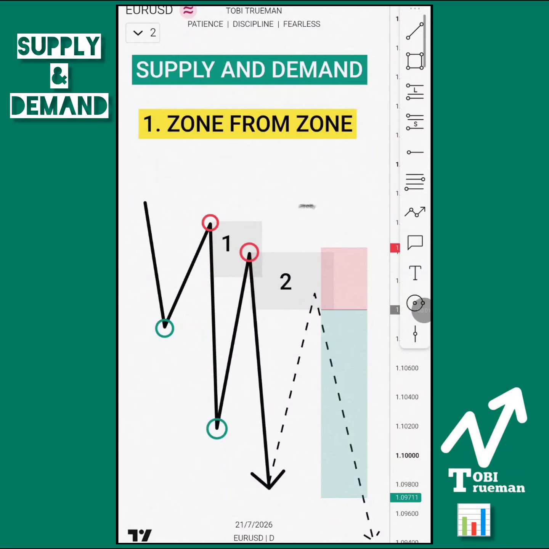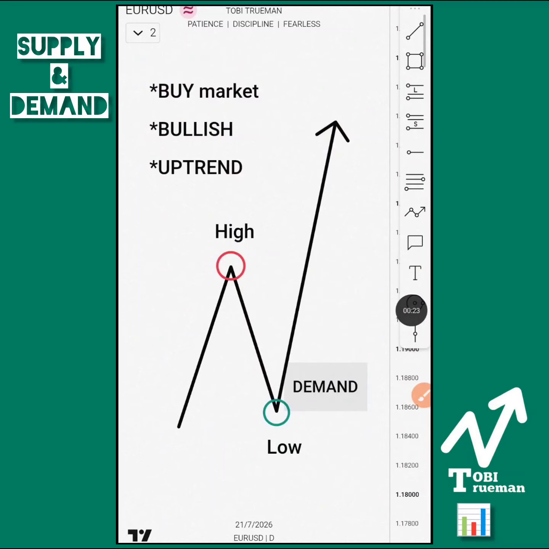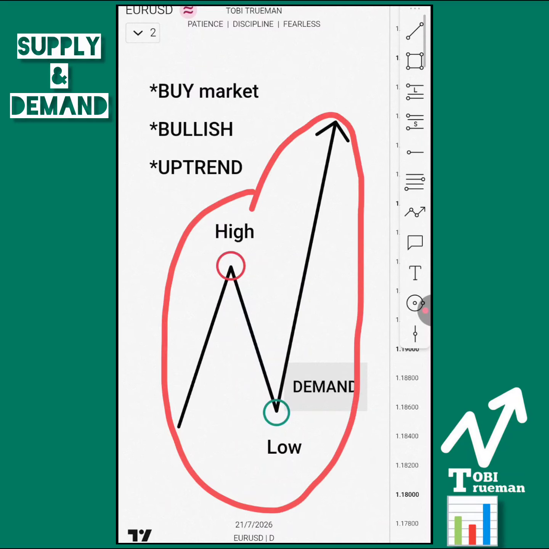Hello, you are welcome to today's class. We want to look at in-depth supply and demand. Okay, now on our supply and demand, let's look at the skeletal drawing to have a proper understanding of it. So this is the skeletal drawing of demand, and this particular structure is telling us about a buy market.